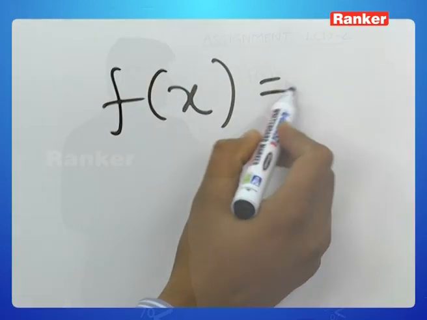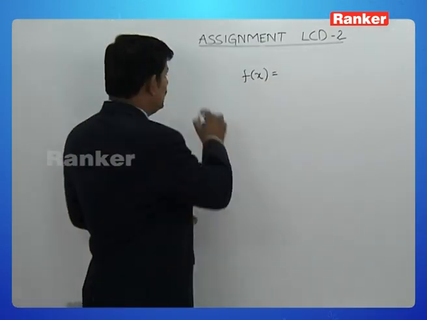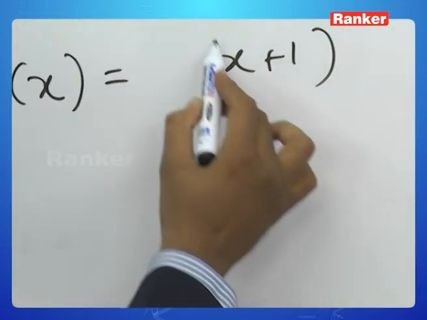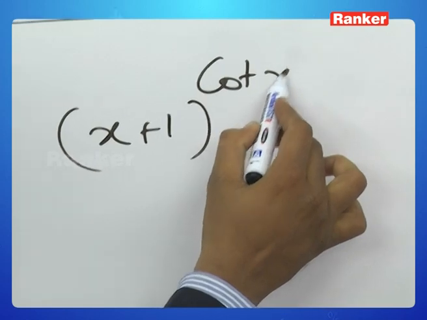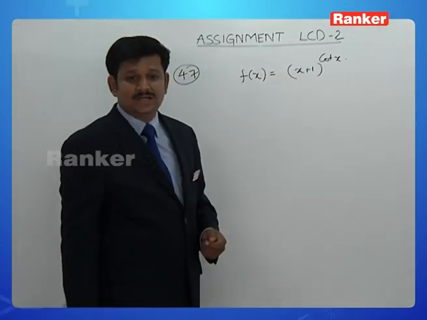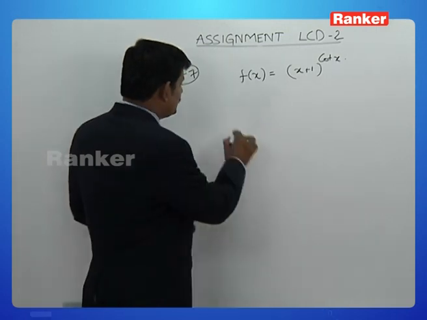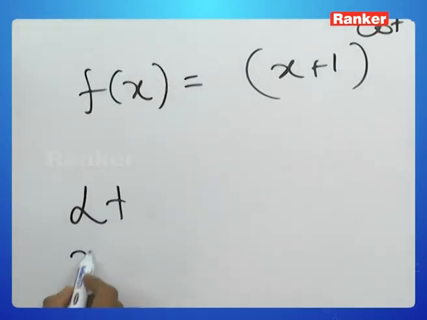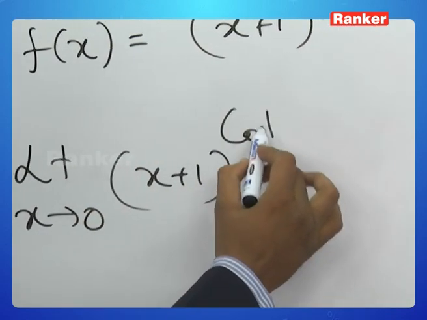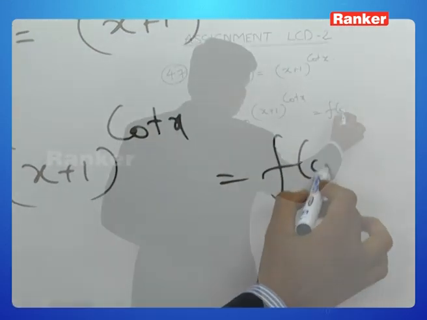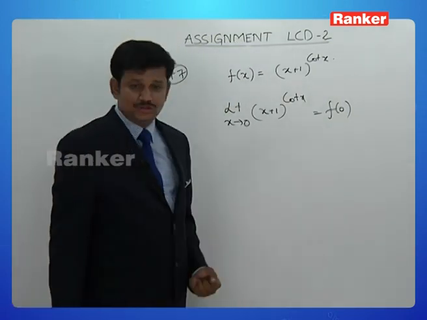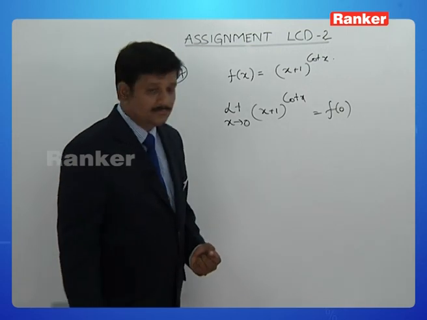f of x is defined as (x plus 1) whole power cot x, and it is given that this function is continuous at x equal to 0. If the function is continuous at x equal to 0, limit x tending to 0 of (x plus 1) power cot x should be equal to f of 0.